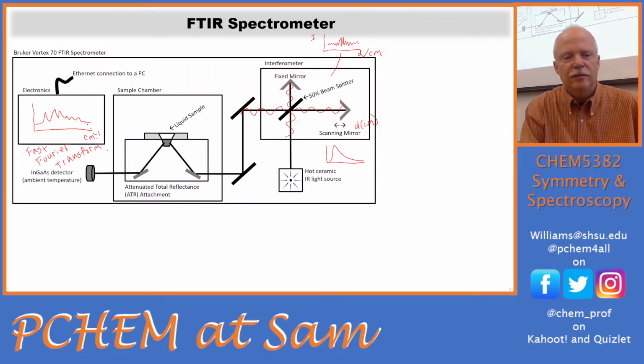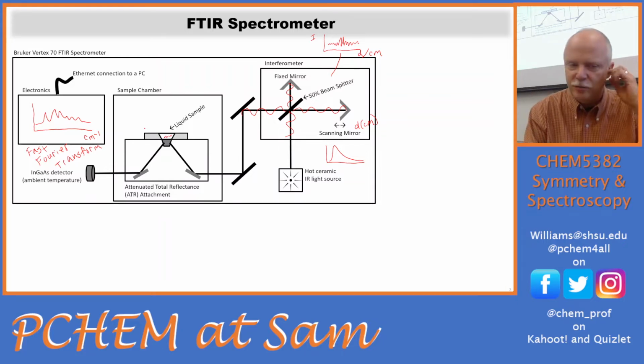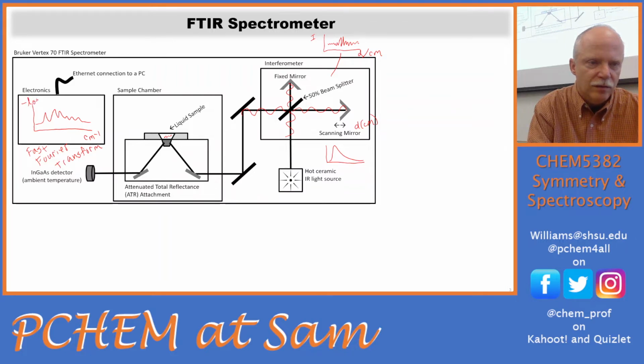And then we take our incident, like without a sample, we take our single beam background, and then we put our sample on here. And we take a reference and a sample spectrum and compare them, and we can plot that minus log of I divided by I naught, and that gives us our absorbance spectrum.